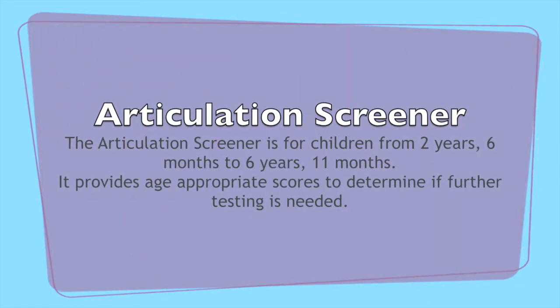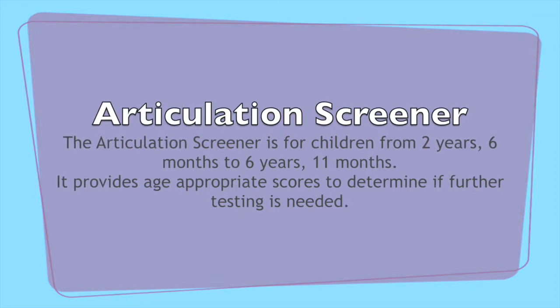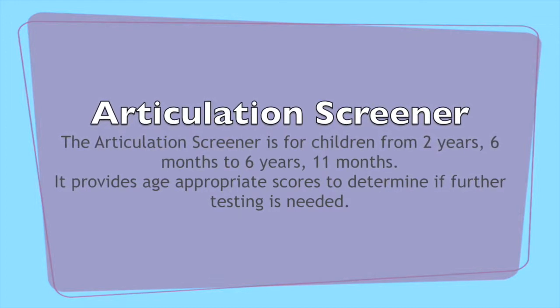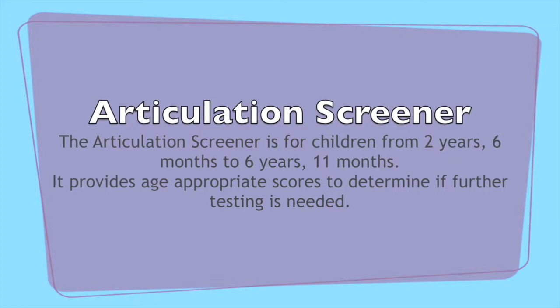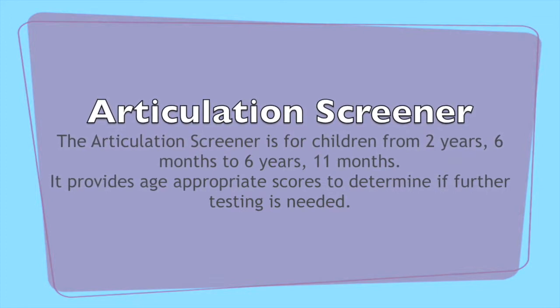Articulation screener. The articulation screener is for children from 2 years 6 months to 6 years 11 months. It provides age-appropriate scores to determine if further testing is needed.